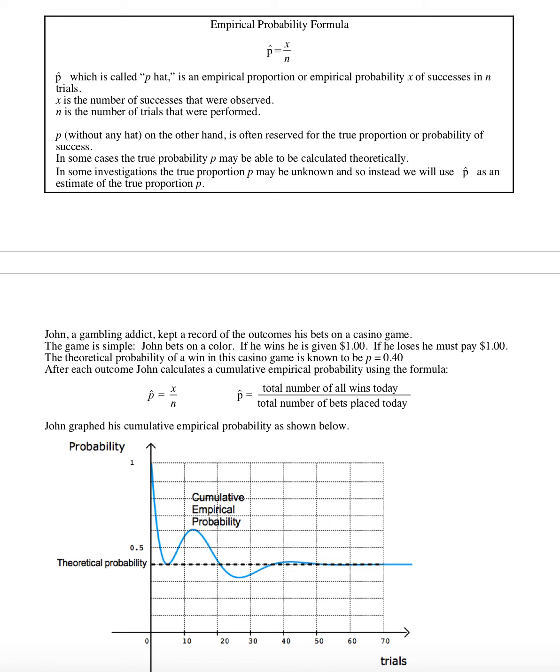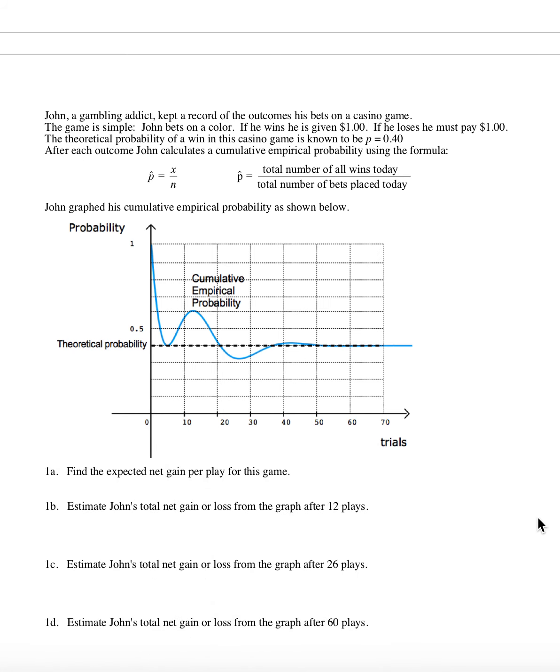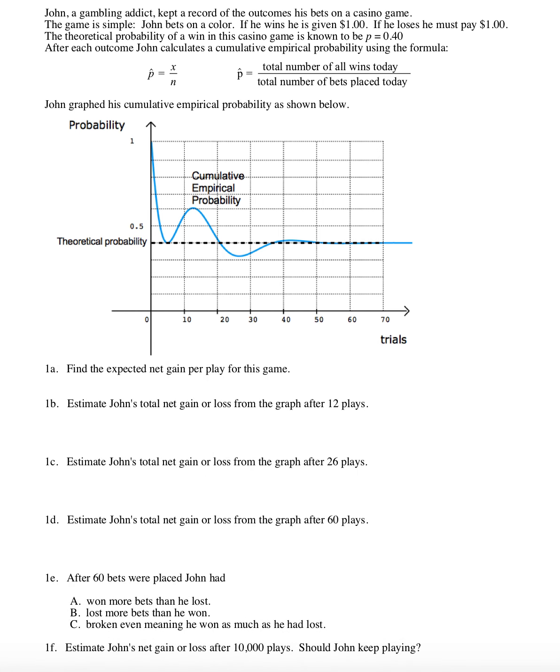In some cases, we can theoretically calculate that true probability P, but in many other circumstances, we'll never know what the true proportion P is. And instead, we have to use P hat as the best estimate of the true proportion. So, in the example I have below, we'll actually know what the true probability is. The example involves a casino game.